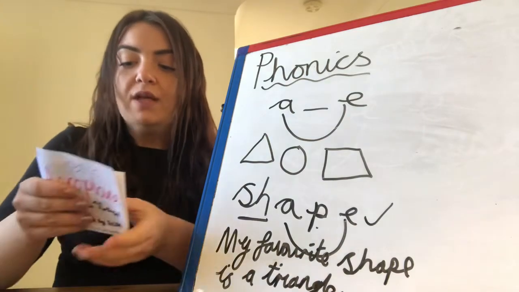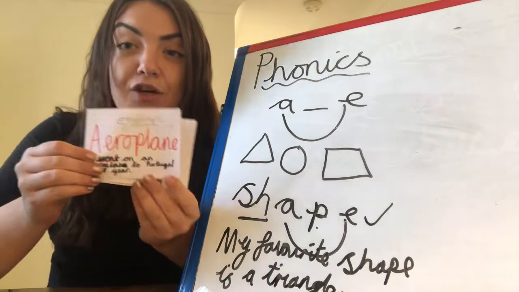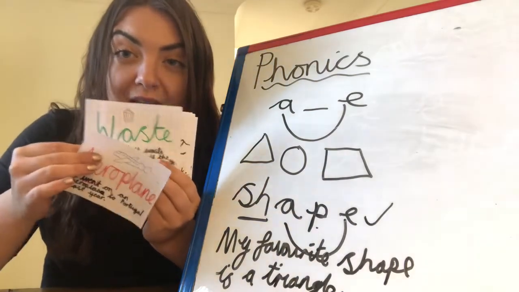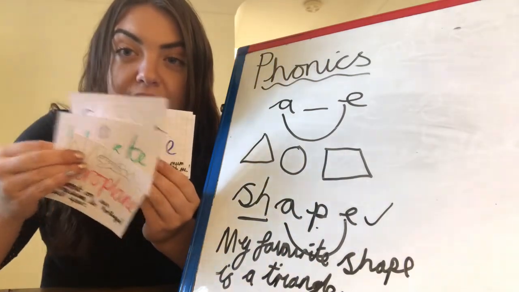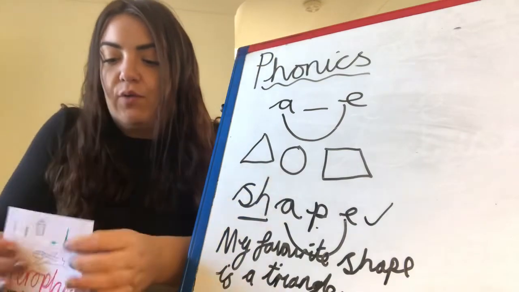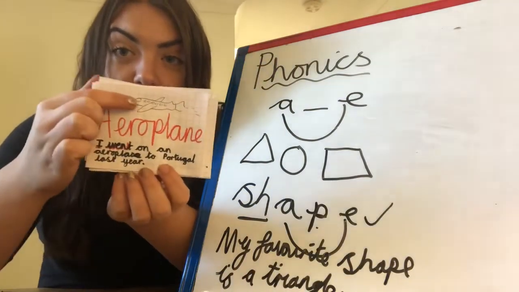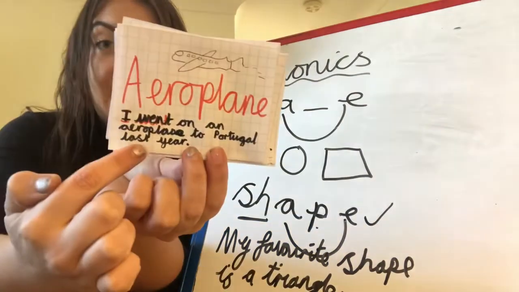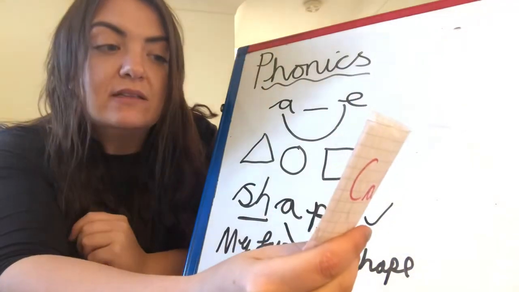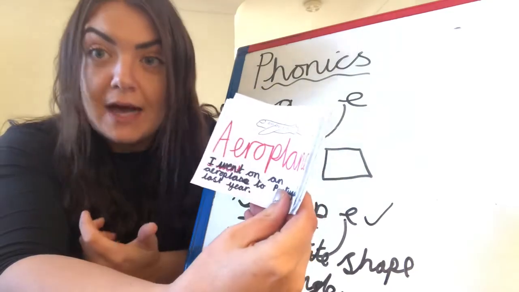So what I would like you to do is to create your own flashcards with lots of A sounds in. So I've got some here. Let's have a quick little look through them. So here I've got aeroplane. I've drawn a little picture of an aeroplane on the top, and I've used it in a sentence. I went on an aeroplane to Portugal last year.